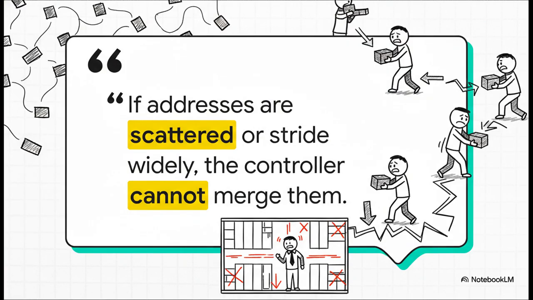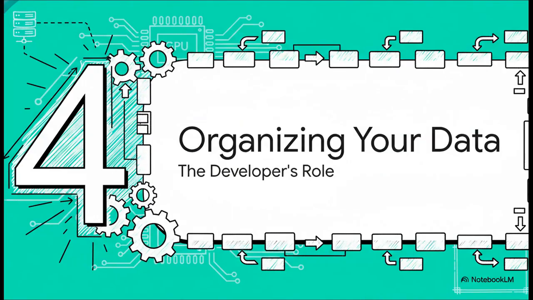But, and this is the huge catch, if the data those threads need is scattered all over the warehouse, the manager can't do anything. It's forced to send everyone out on their own, separate, slow individual trips. The whole system bogs down, and performance absolutely plummets. And this leads to a critical realization. The real power isn't just in the hardware. It's in how you, the developer, organize your data in that warehouse before the work even starts.